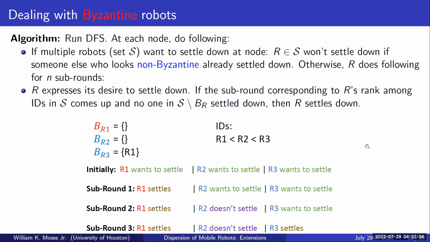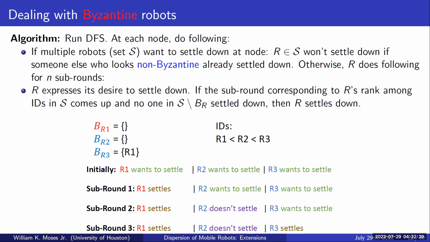Now, in sub-round I, the rank I robot decides whether it'll settle or not. And how does it decide whether it'll settle? Well, it looks at everybody who's already claimed to settle and sees if one of those guys is a non-Byzantine guy in its view. If so, then this guy doesn't settle.